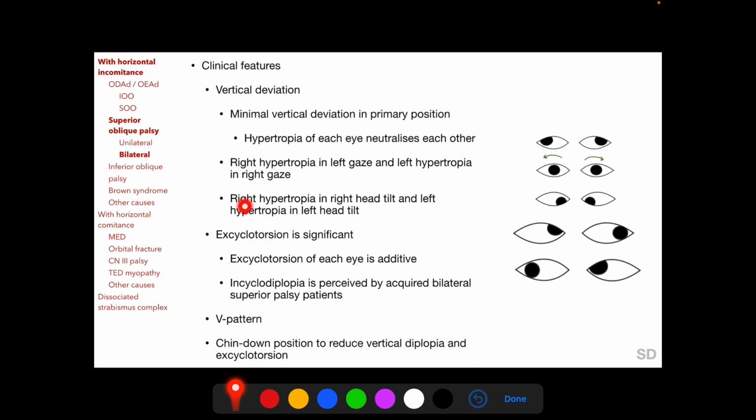Also, we'll find right hypertropia in right head tilt and left hypertropia in left head tilt in bilateral superior oblique palsy. And because of these two features, the three-step test is said to be positive in each eye of a patient with bilateral superior oblique palsy. In bilateral superior oblique palsy, excyclotorsion is significant as compared to a patient with unilateral superior oblique palsy, and this is because excyclotorsion of each eye is additive, unlike the vertical deviation of the two eyes which neutralize each other.